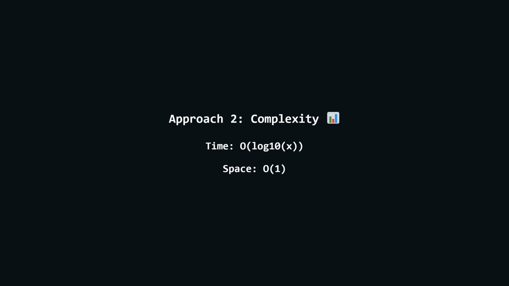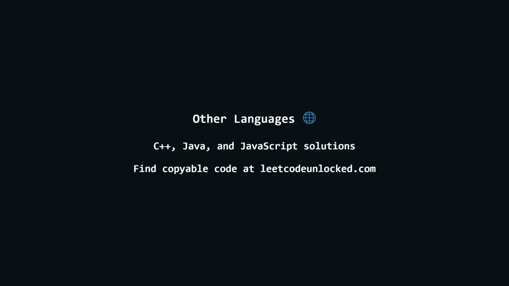By avoiding string conversion, our space complexity drops to a constant big O of 1. The time complexity remains proportional to the number of digits, which is log base 10 of x. Now, let us take a look at the implementation of this math-based approach in other popular programming languages.